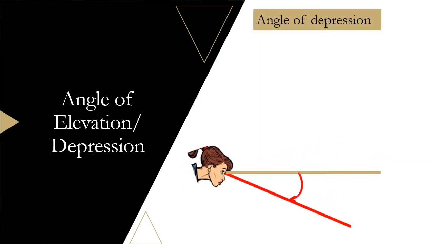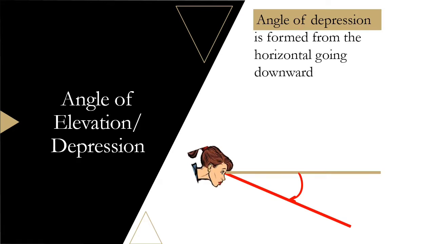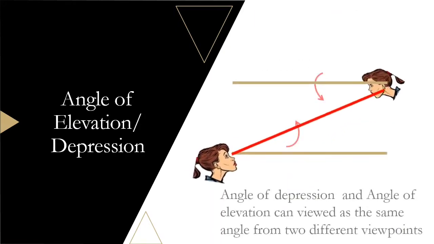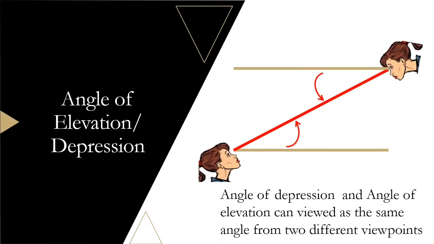As she looks down, that's the angle of depression. Angle of depression is formed from the horizontal going downward. So that angle formed is the angle of depression. As you can see here, the angle of depression and the angle of elevation can be viewed as the same angle from two different viewpoints. So they're both looking at each other, one with an angle of elevation having the same angle as the other one's angle of depression.